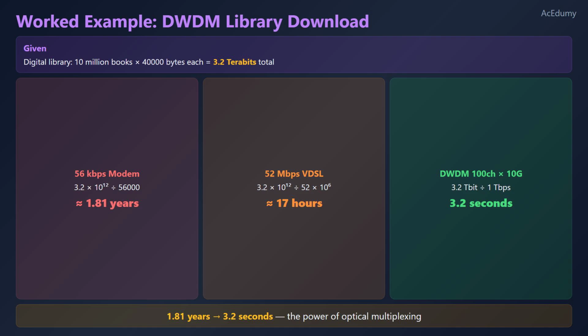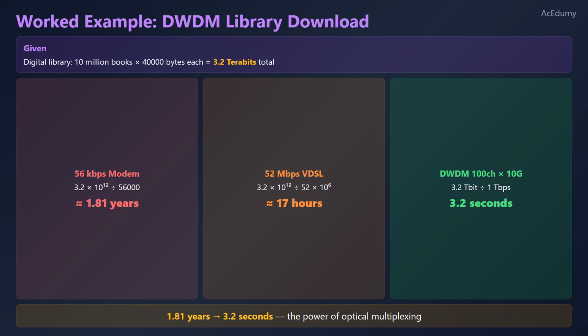Let us work through an example that shows the power of DWDM. Imagine a digital library containing 10 million books. Assume each book is about 40,000 bytes or 320,000 bits. The total data is 10 million times 320,000 bits, which equals 3.2 terabits. How long would it take to download this entire library?